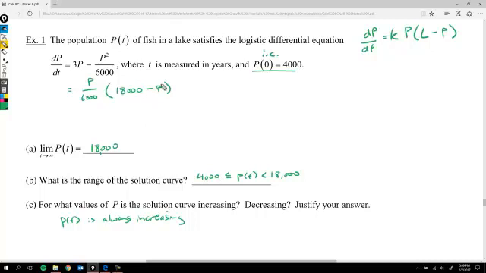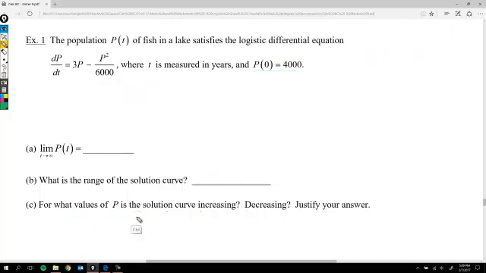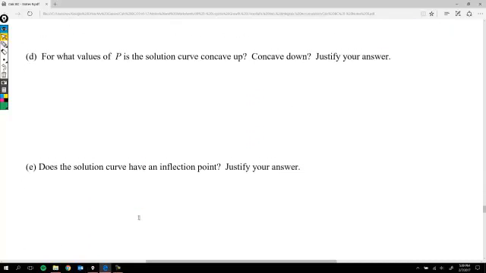So any number I plug in here is going to be less than 18,000 or above 4,000, and so this is always going to be positive. Any number I plug in for P is going to be between 4,000 and 18,000, which are positive. So positive times a positive means that dP/dt is always going to be positive, always greater than 0. So it's always going to be increasing. Remember that relationship between derivative and original function. All right, let's keep going.